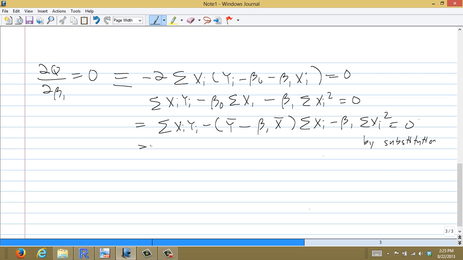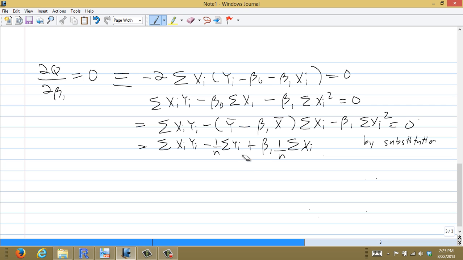So I'm going to continue to simplify this. So we get the sum of x sub i, y sub i, and the sample mean y bar is simply the sum of the y's multiplied by 1 over n, 1 over the sample size, plus beta 1 times 1 over n times the sum of the x's. So that's the first part there.